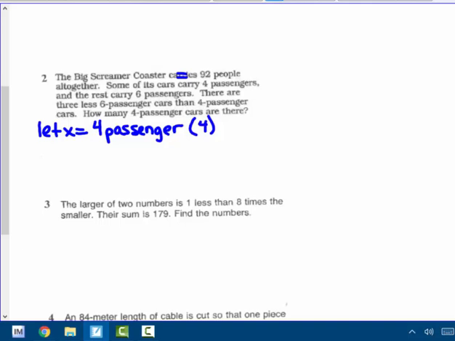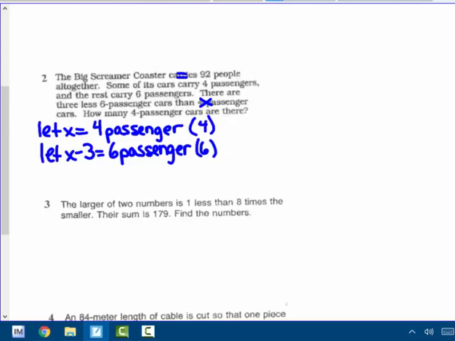There are 3 less 6-passenger cars than the 4-passenger cars, which I called X. 3 less 6-passenger cars than X. So 3 less X. Okay, so let X minus 3 equal the 6-passenger cars. And I'm going to multiply that quantity by 6 because 6 people go in those.